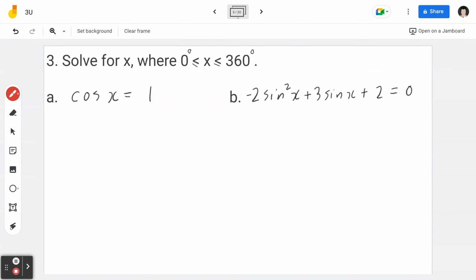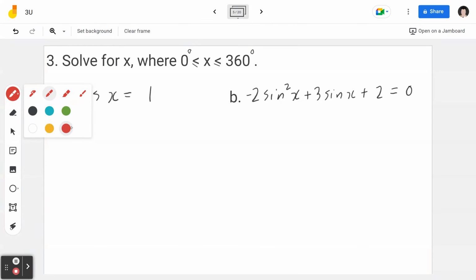We are making progress. Example number 3, part A. Solve for x, where x is in between 0 degrees and 360 degrees inclusive. Now, for these questions, I would like to let you know you can totally get 100% if you're willing to double check. I invite you to double check. It's not mandatory, but I'm strongly inviting you to double check when you're done.